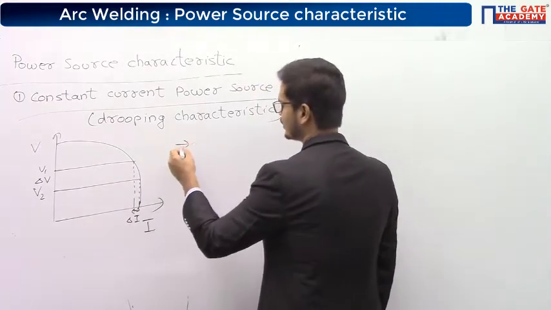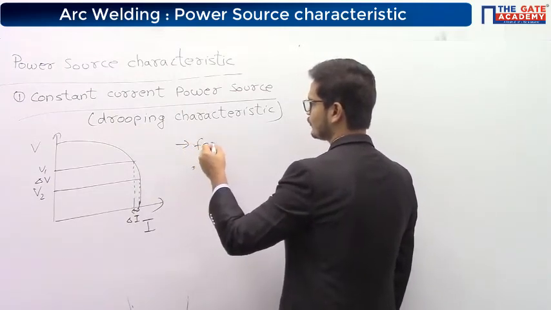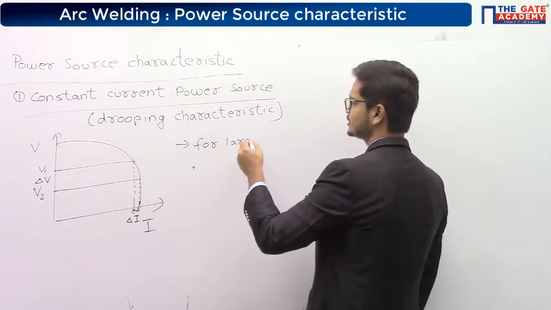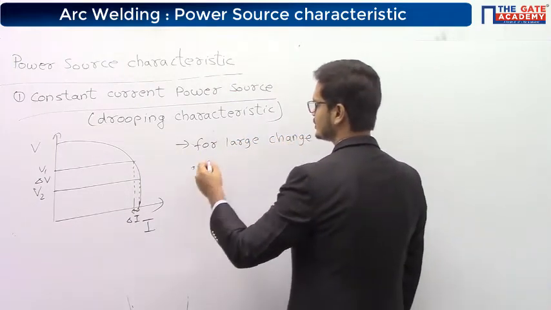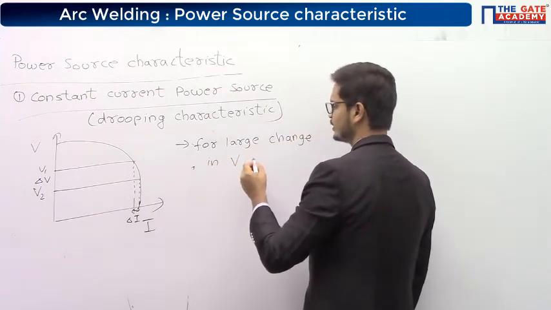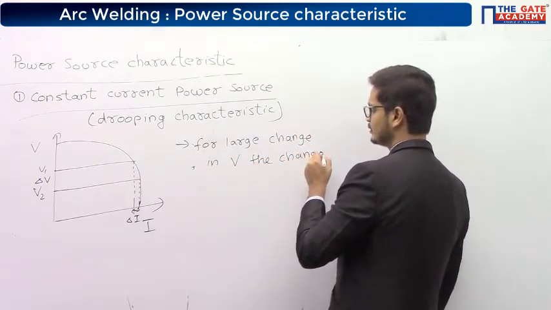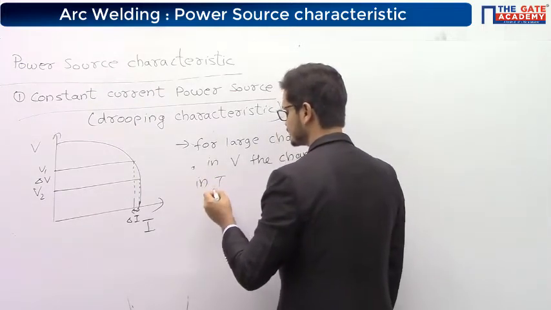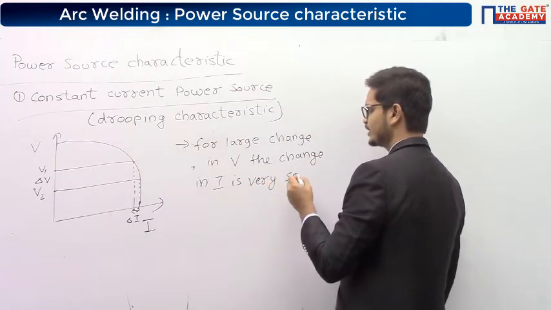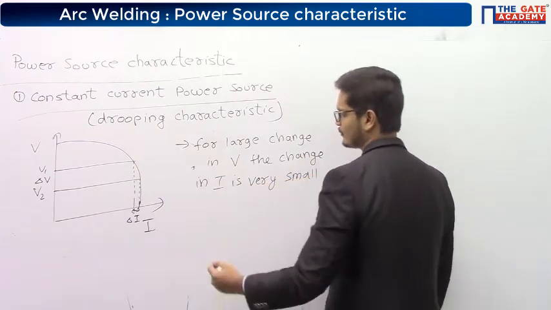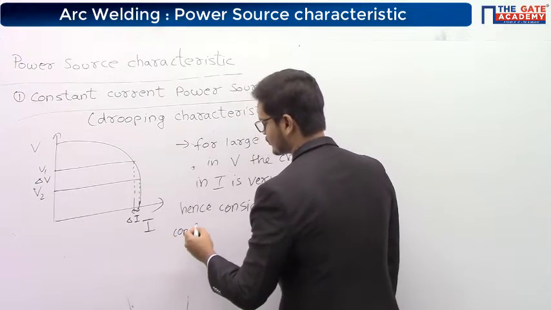Here you can write: for large change in V, the change in I is very small. Hence it is considered a constant current power source.